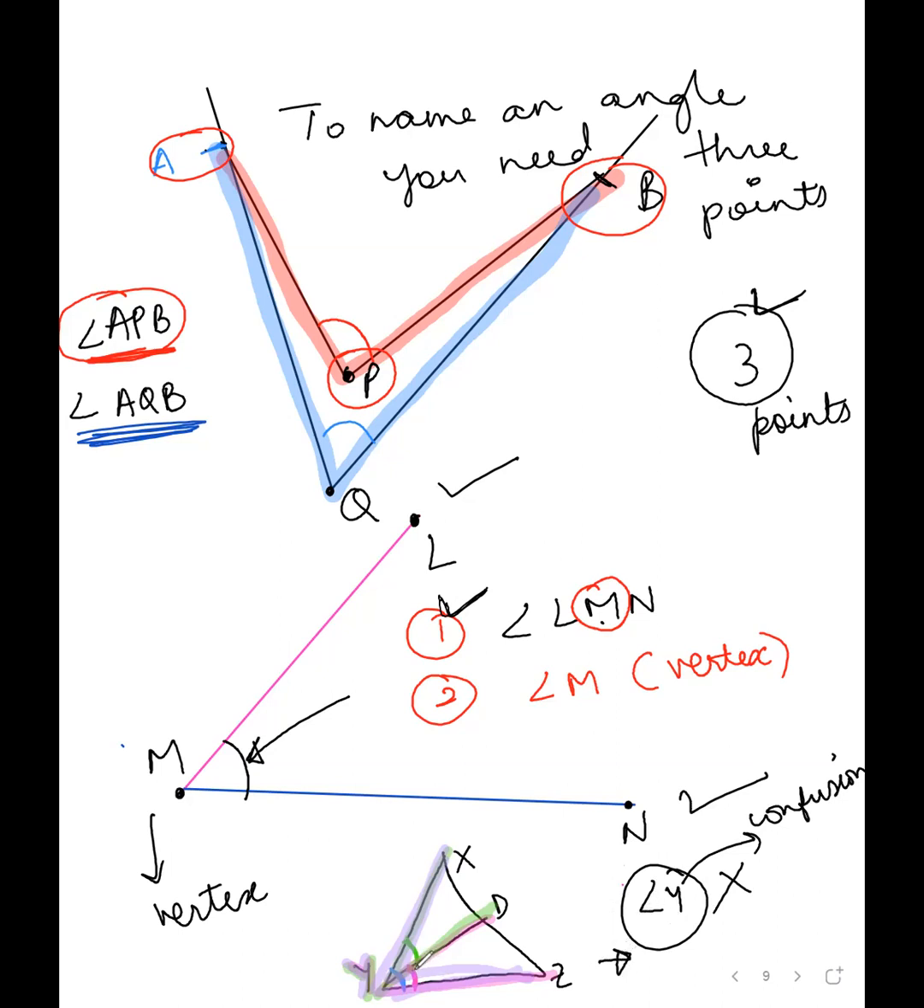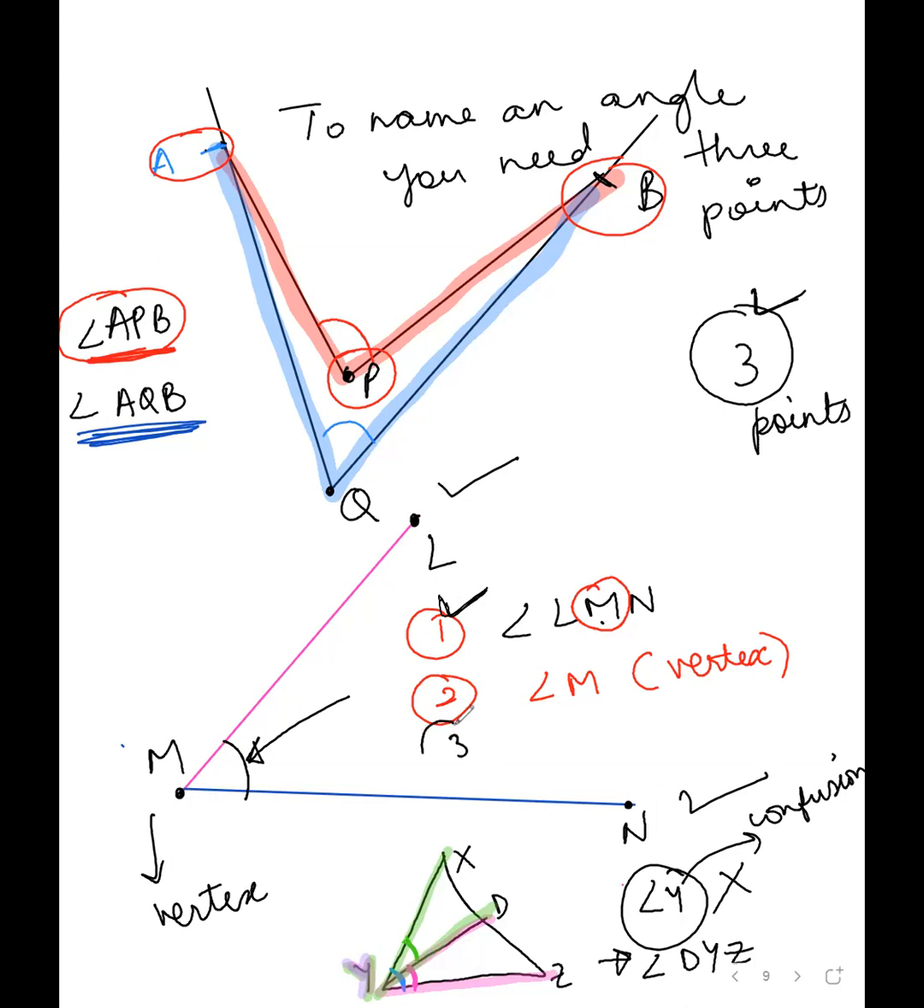If you're talking about the pink angle, you have to say angle. Can you name it? Which angle? The pink one. Can you see the pink one? Yeah. DYZ. Very good. See, now you know how to name angles. So it's angle DYZ, the pink one. The green one? XYD. Very good. And the bigger one, the blue one? XYZ. Very good. So you got it.